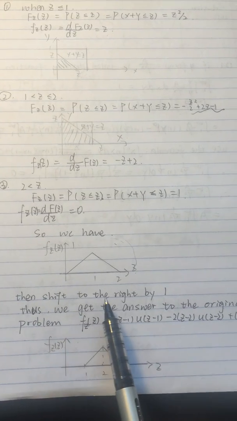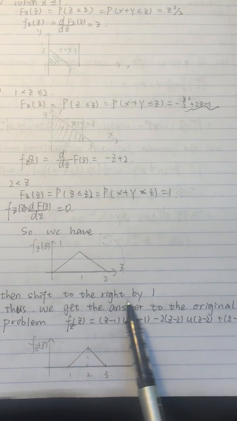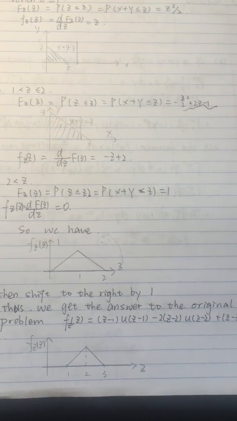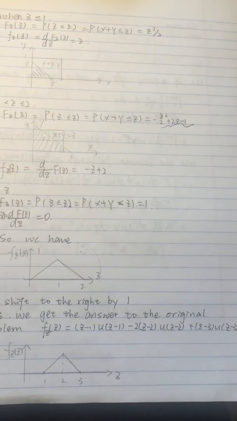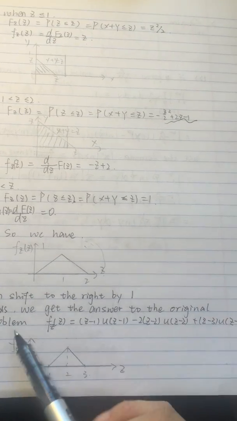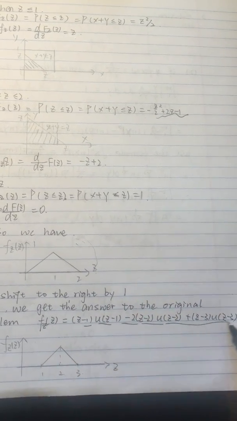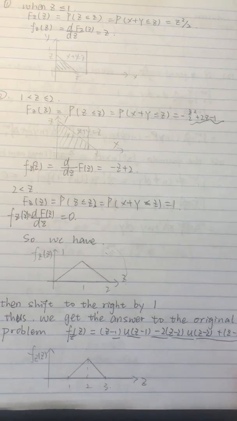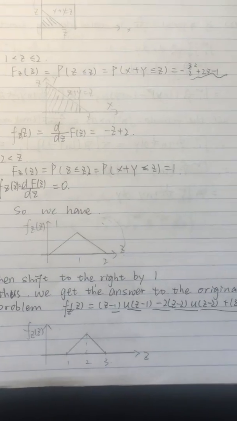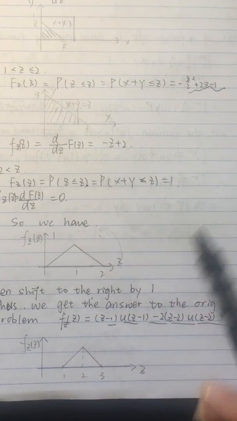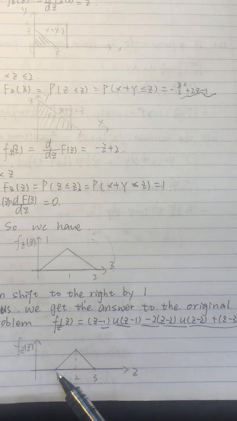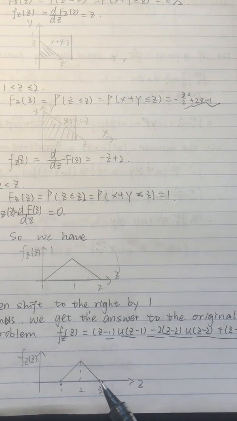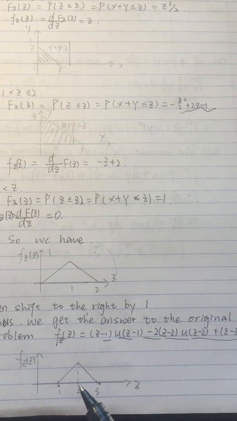Finally, we shift the graph to the right by 1, and so we can get the answer to the original problem, that the density function fz equals this formula. And we draw the final graph of fz(z) like this, a triangle with its base from point 1 to point 3 and a height of 1.